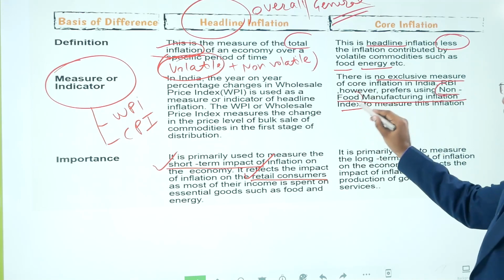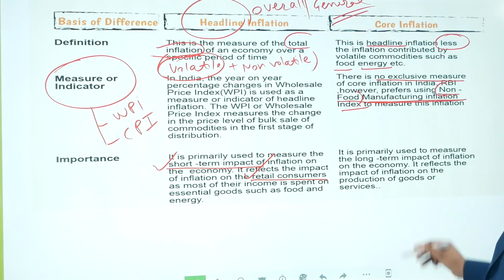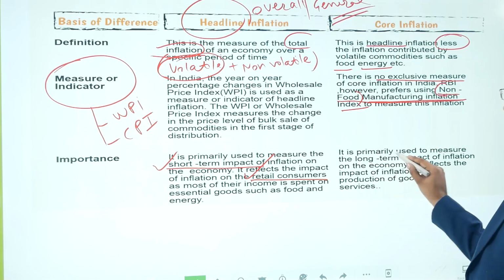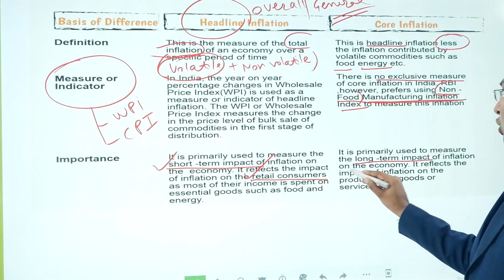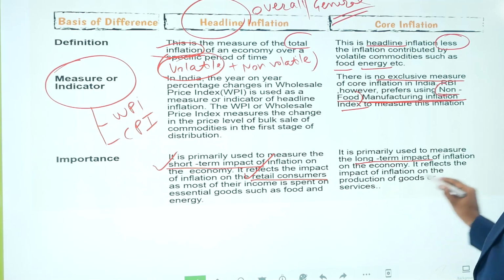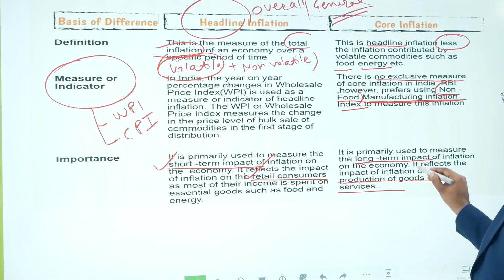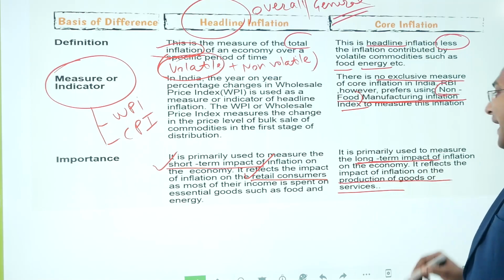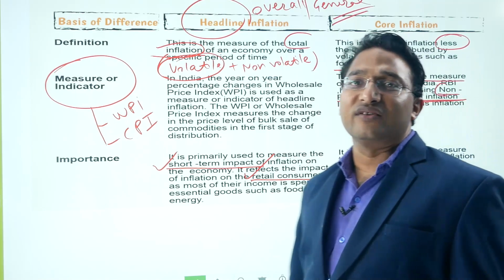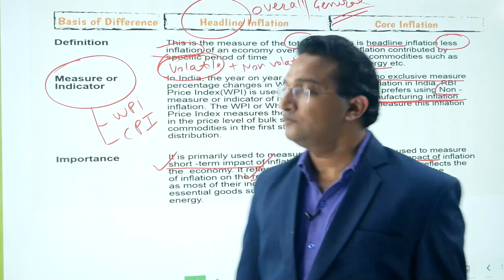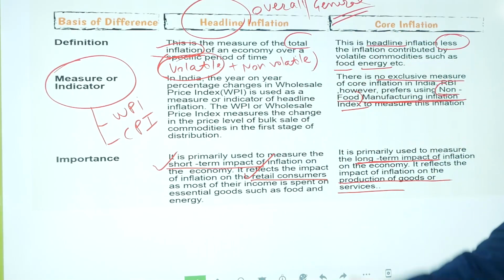Non-food manufacturing inflation, right? And what is the purpose? It is primarily used to measure the long-term impact of inflation on the economy. It reflects the impact of inflation on the production of goods and services. So long-term impact is seen, and accordingly the long-term initiatives can be taken. I hope the difference between the headline inflation and the core inflation is now very much clear to you.